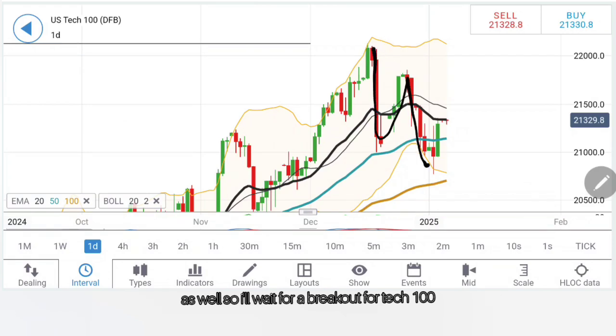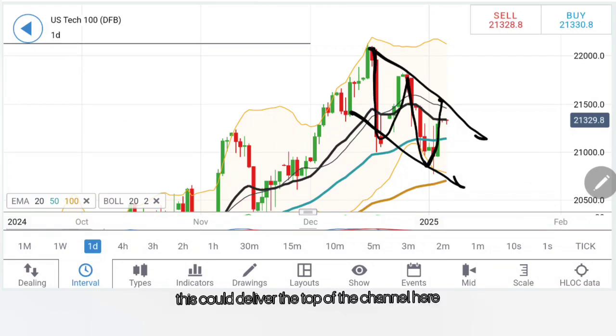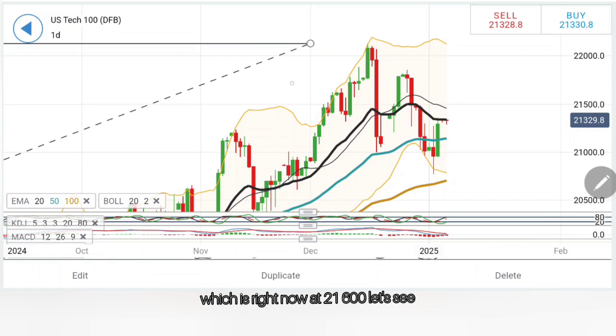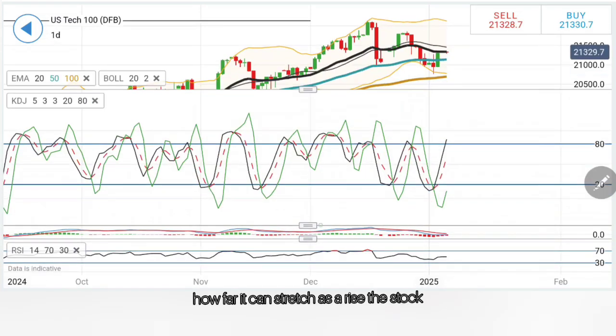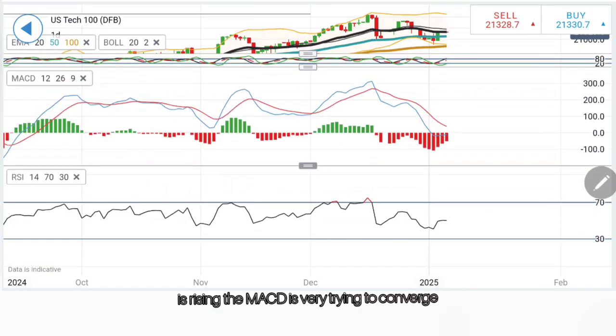So I'll wait for a breakout for Tech 100. This could deliver the top of the channel here, which is right now at 21,600. Let's see how far it can stretch as a rise. Stochastic rising, the MACD is bearish, trying to converge, RSI is comfortable.